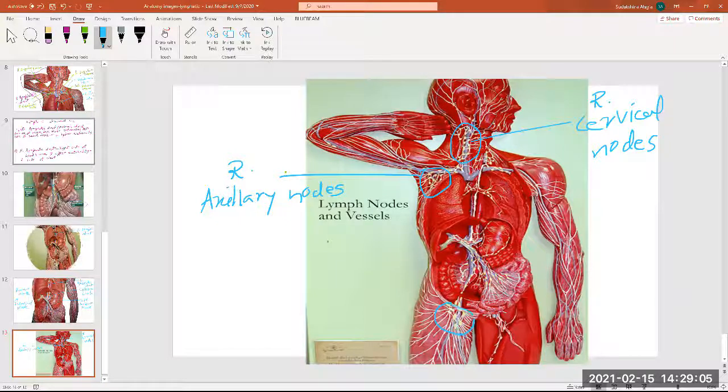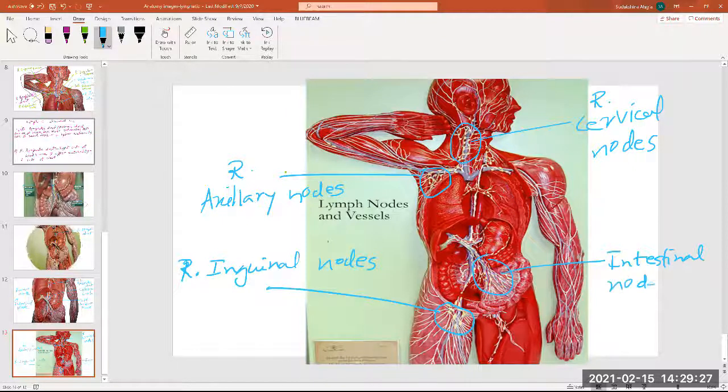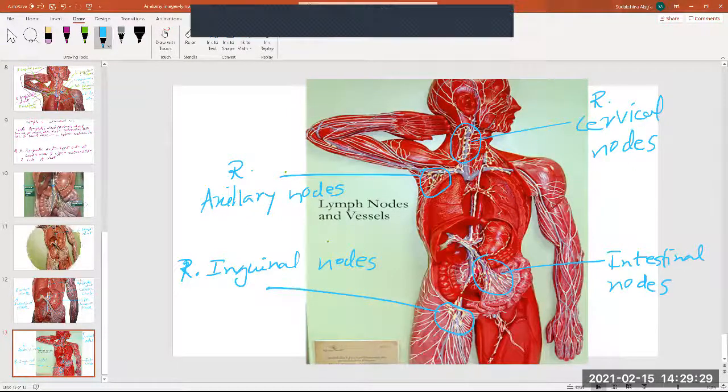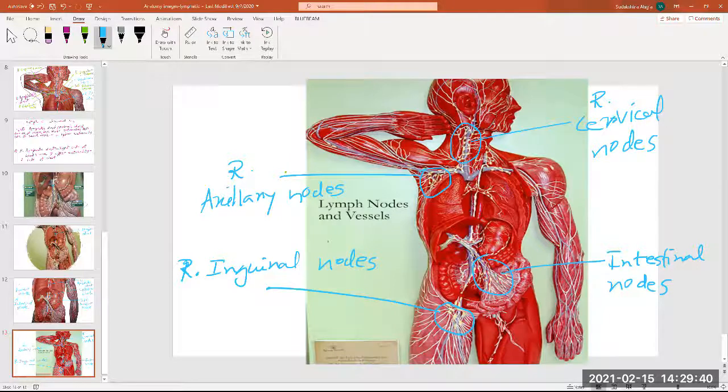Similarly, right here, we see the right inguinal nodes. And not left or right, but along the intestine, we have the intestinal nodes. Okay, right cervical nodes, right axillary nodes, right inguinal nodes, intestinal nodes. This is where the lymph is being filtered.